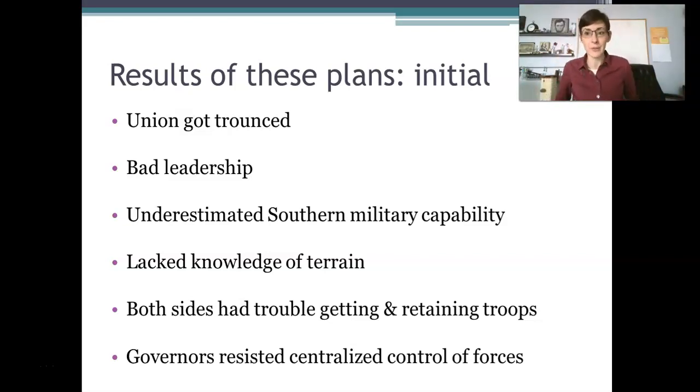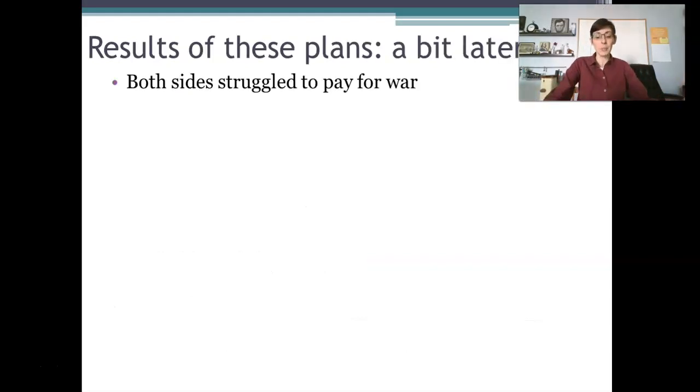This was a problem in the Confederacy because the Confederacy was organized in a very similar fashion to the Articles of Confederation. States could largely do what they wanted. The president of the Confederacy, Jefferson Davis, could ask for things, but he couldn't mandate, right? And this would prove to be a massive, massive problem for the South, and I would argue one of the primary reasons why they were undone. So, results of the plans a bit later.